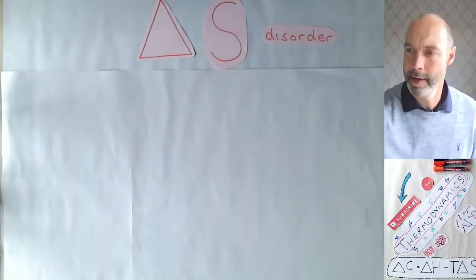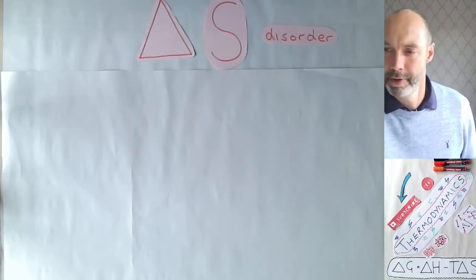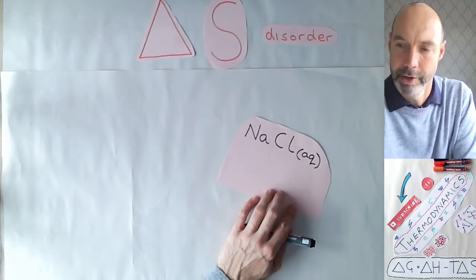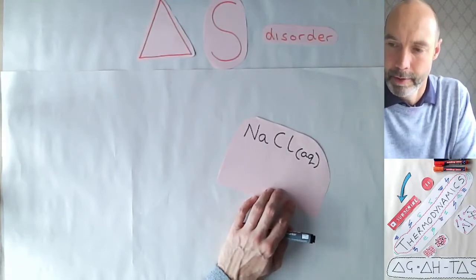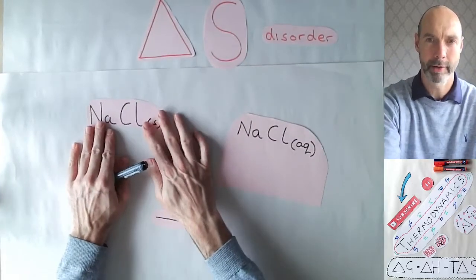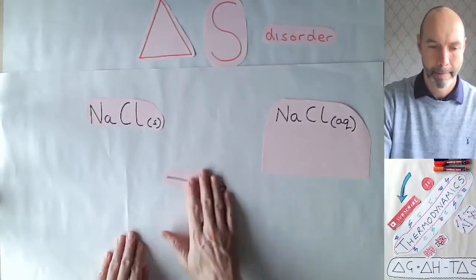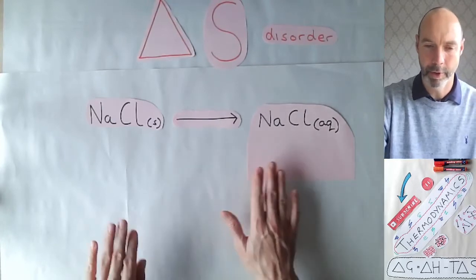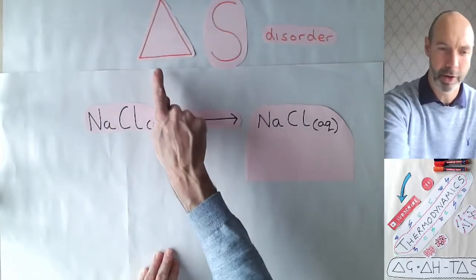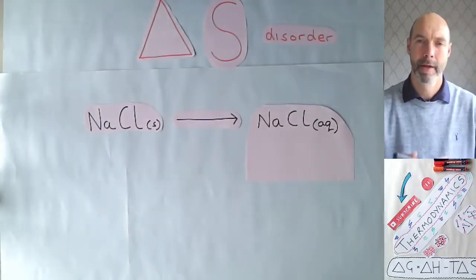Okay, so using this knowledge now, we're going to make some predictions on some following changes. So let's have a look. Let's take sodium chloride solid becoming sodium chloride solution. So let's make a prediction on the delta S.